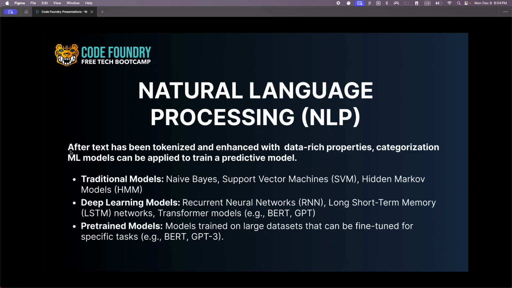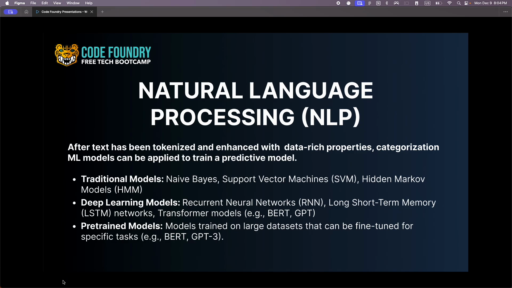And then what we do is, after tokenizing and enhancing it with data-rich properties, we use categorization machine learning models that will be able to categorize our words and train a predictive model on how to identify, say, the next word, or how to correct a word, etc.